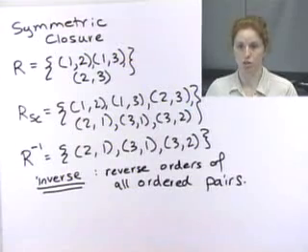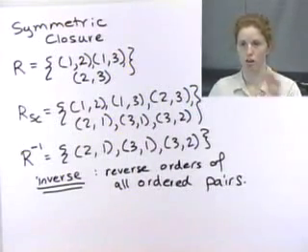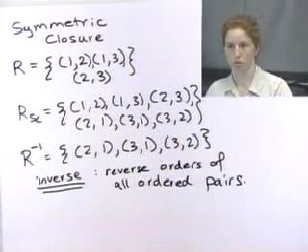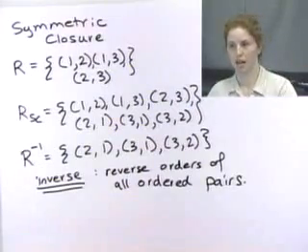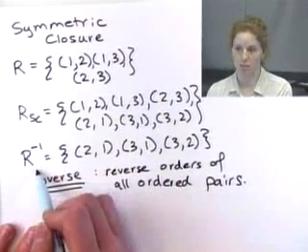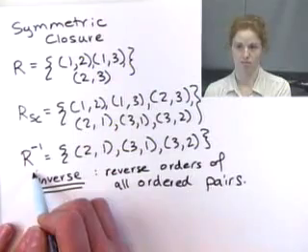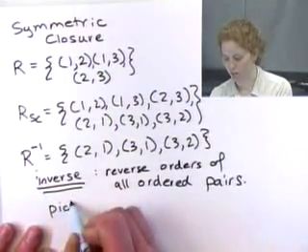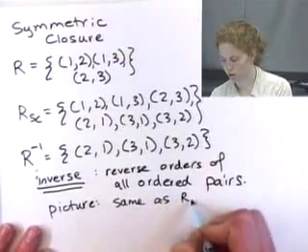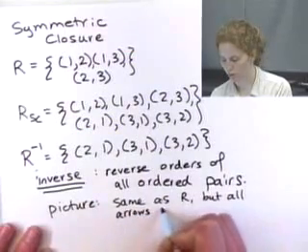Because if I want to go backwards, remember that we drew arrows. If we had (A, B), we'd draw an arrow from A to B. If I want to do the inverse, I should be able to get back from where I went to. So I should draw an arrow from B to A. So the picture of our inverse is going to be the same as R, except all the arrows will be going the other direction. Okay, so you can write that down. Picture: same as R, but all arrows are reversed.